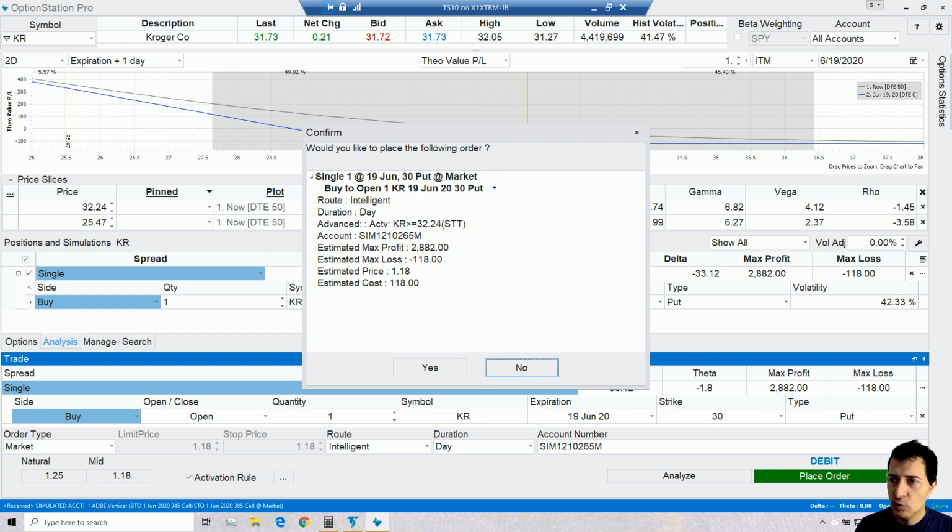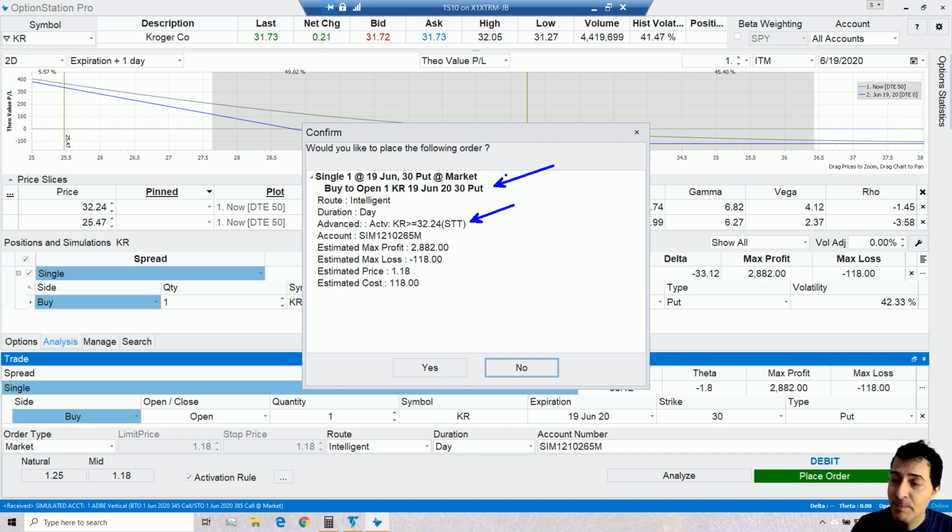So the trade would be to buy the 30 put that expires on the 19th of June, only if the price of the stock rallies to 32.24. And from there, you're in a trade where the risk of the trade is around $100. So if you want to risk 100, buy one put. If you want to risk 200, buy two puts. If you want 500, buy five puts.